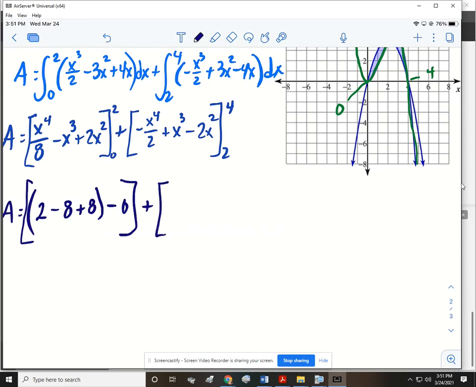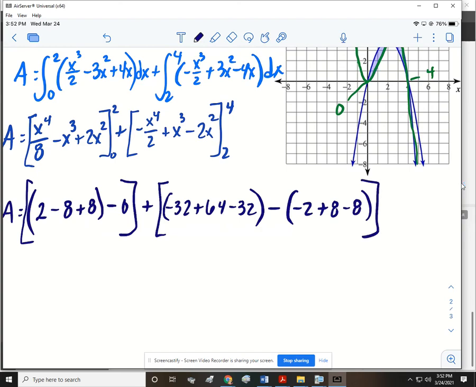Okay, and then over here, I'm going to need to plug in 4. And then I'm going to plug in 2. Okay, so 2 minus 8 plus 8 minus 0 is 2. And then 64, and then minus 232 is 0. And then again, those 8 subtract away, so it's minus -2 or +2. So that area is 4.